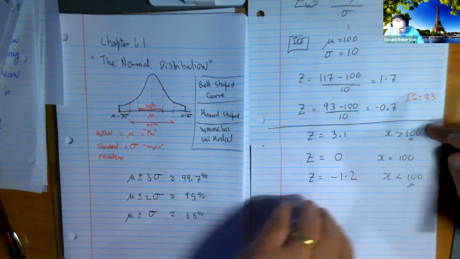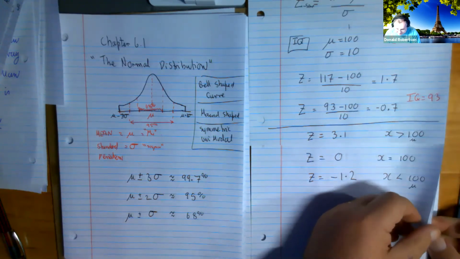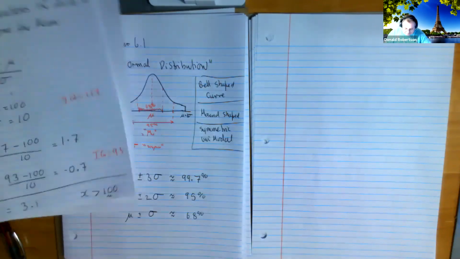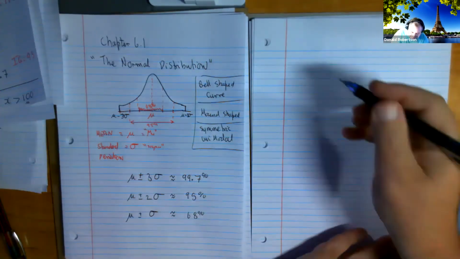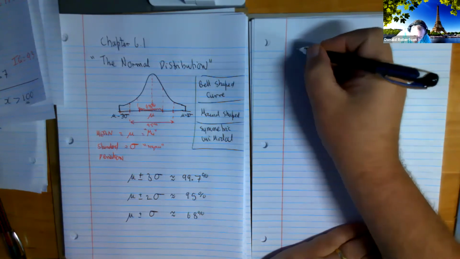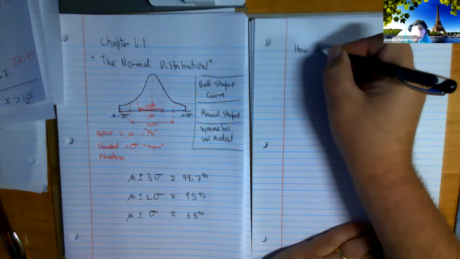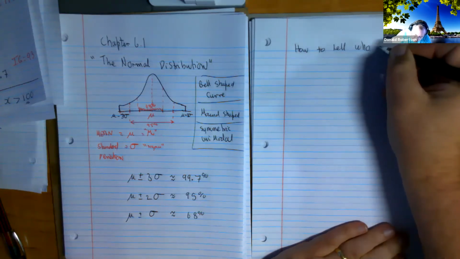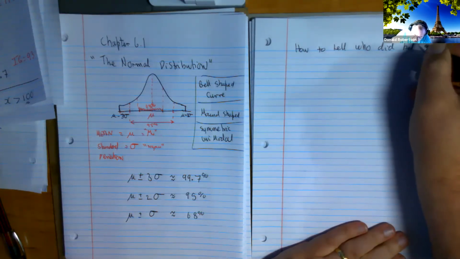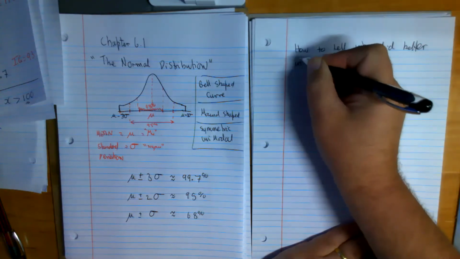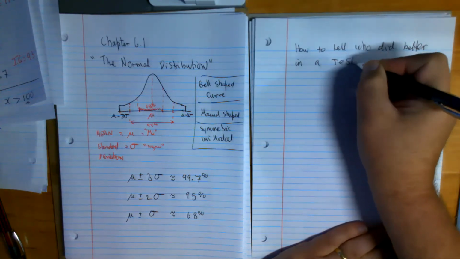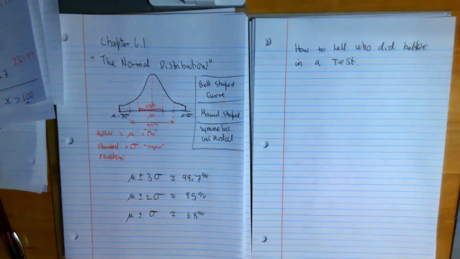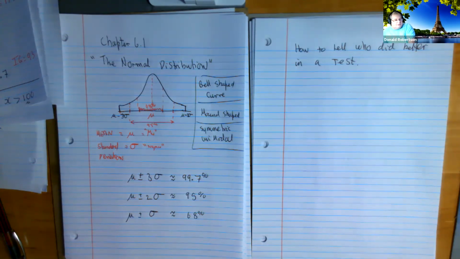Now we can use these z-scores in quite a few ways. Let me show you one of the uses for it. Let's change the story. We're going to use it to tell who did better in a test. Like, well, I know, like a SAT test or something, right?